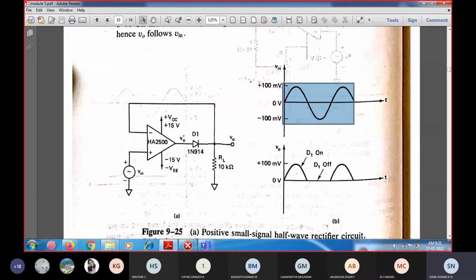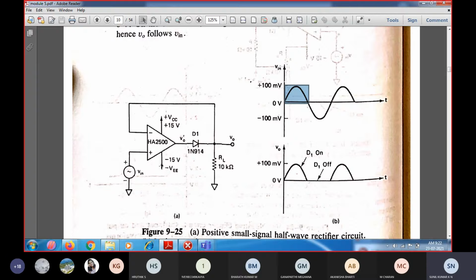You can observe that the input is given in terms of millivolts, whereas if you use a conventional diode, the diode is not going to work with millivolt signals. It has to be greater than 0.7 volts; only then can you rectify those signals. Whereas in this case we are applying the input as 200 millivolts peak to peak, which means 100 millivolts in the positive direction as well as 100 millivolts in the negative direction.